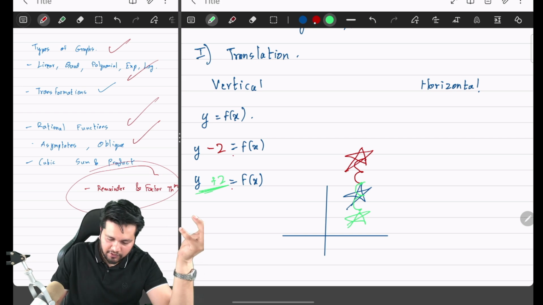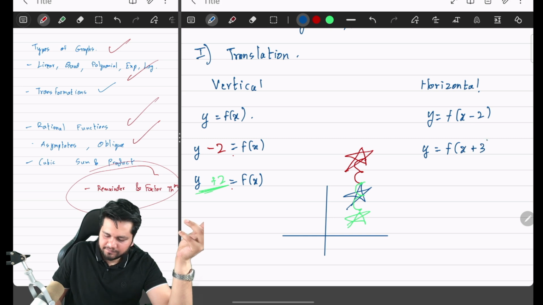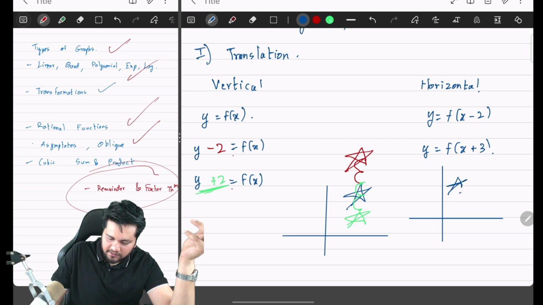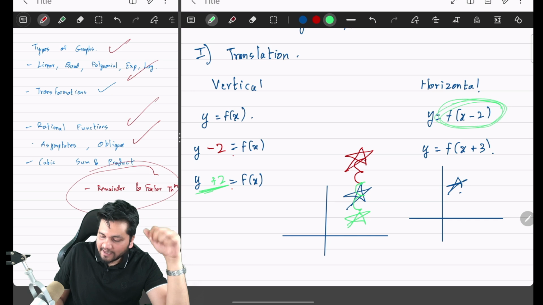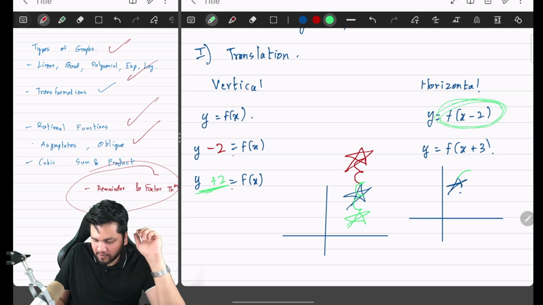And of course, with respect to horizontal, what will happen? If I have y is equal to f of x minus 2, and if I have y is equal to f of x plus 3, what will happen in this situation? Again, same star, I'm going to take it. This time, if it is x minus 2, it will take 2 steps on the right hand side, on the positive side of x axis. So 1, 2 like this. The design remains the same. It will just be shifted.